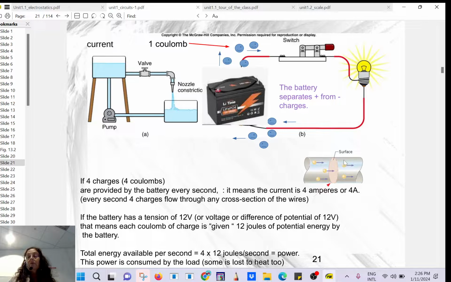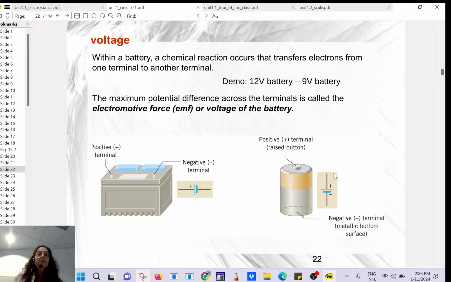So again, the current, you imagine those little coulombs of charge. So 1 coulomb, 1 coulomb, 1 coulomb, and it's crossing that cross section every second. Let's say you have 3. That means 3 amps. Do you understand how it works? So it's not that hard.